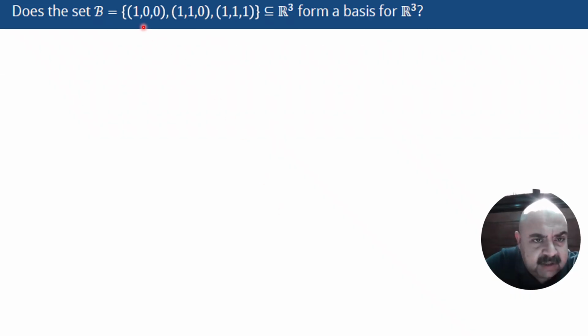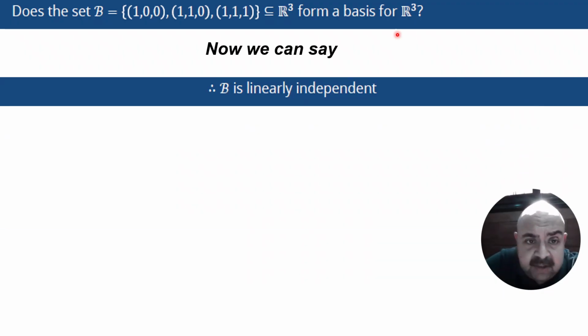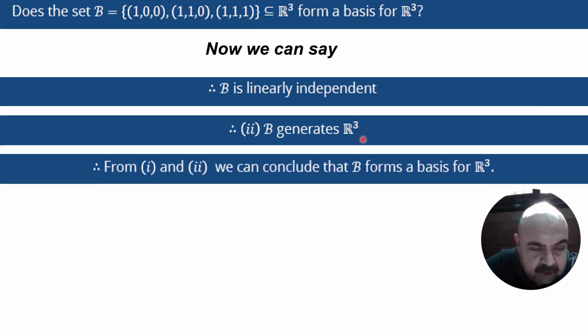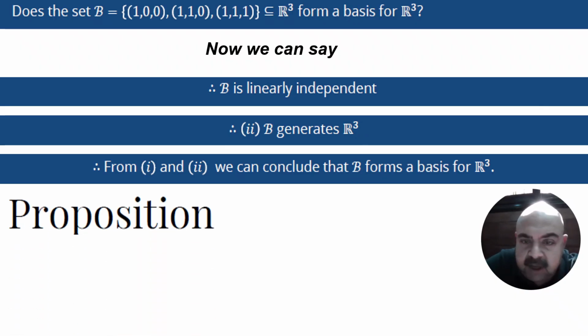Once more, the set is a subset of R3. Does this set form a basis for R3? It's very, very simple. Now we can say that B is linearly independent from this set of vectors. What remains to prove is that B generates R3. That's the summation of the previous problem. Both of them already exist, so it forms a basis for R3.